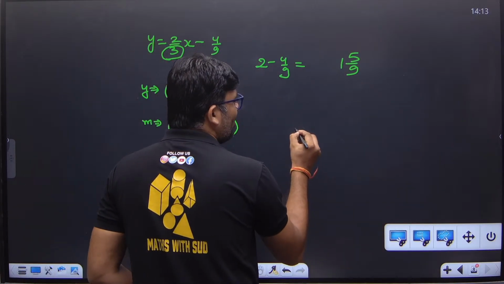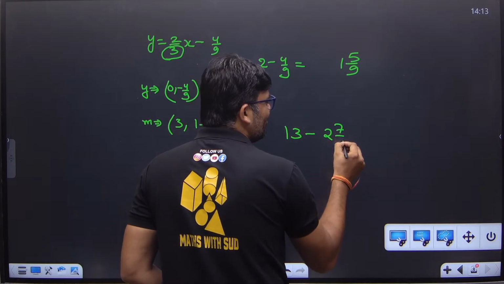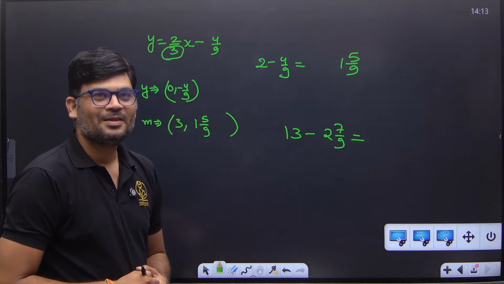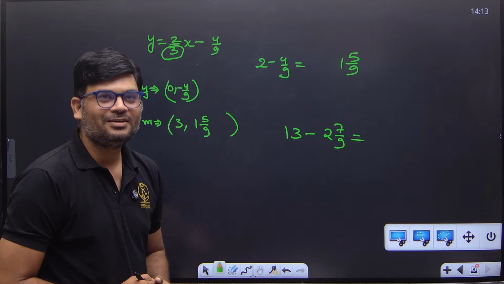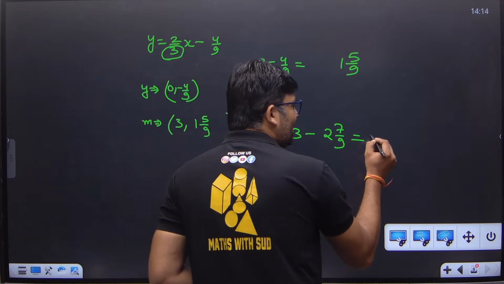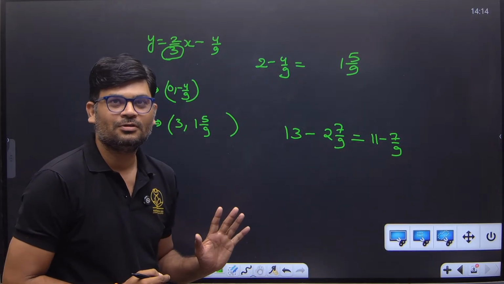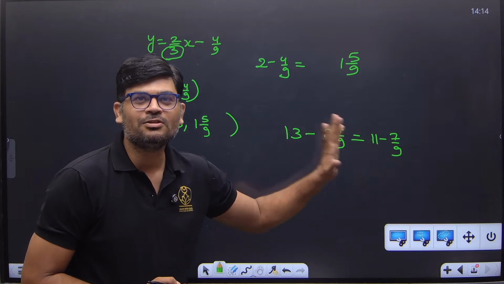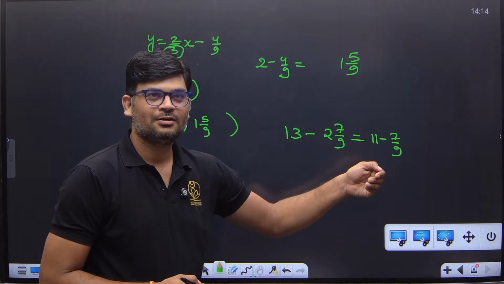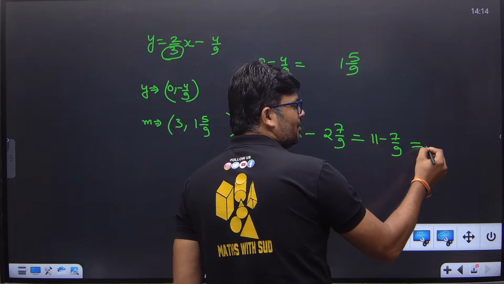Now let me ask you, 13 minus 2 7 by 9. Let me make it tougher as well. So now what is 13 minus 2? 11. So it is 11 minus 7 by 9. Are you getting it now? Now you are standing on 7 by 9. So how much more is needed to reach 1? 2 by 9. And after that, how much more do you need to reach 11?